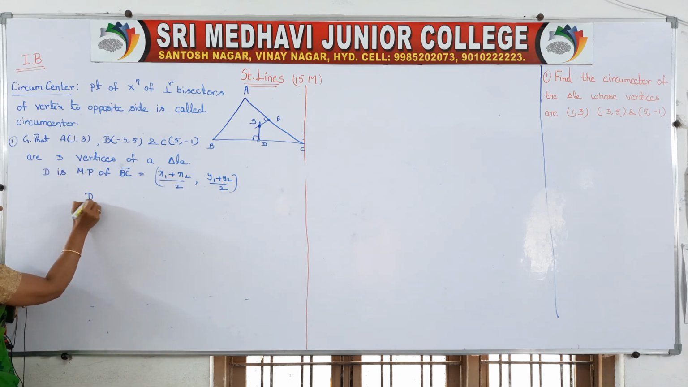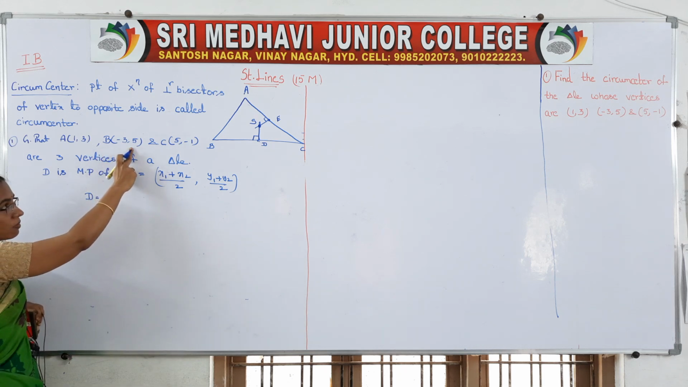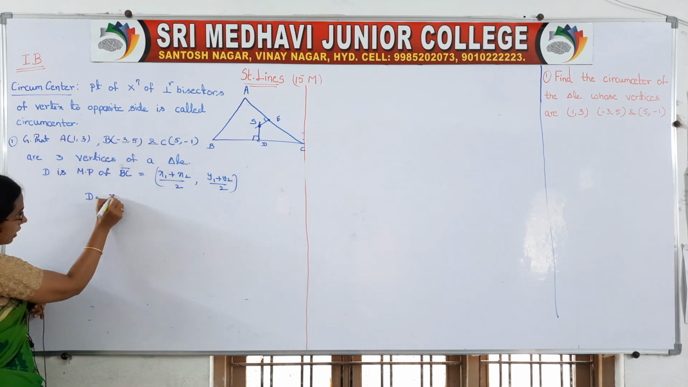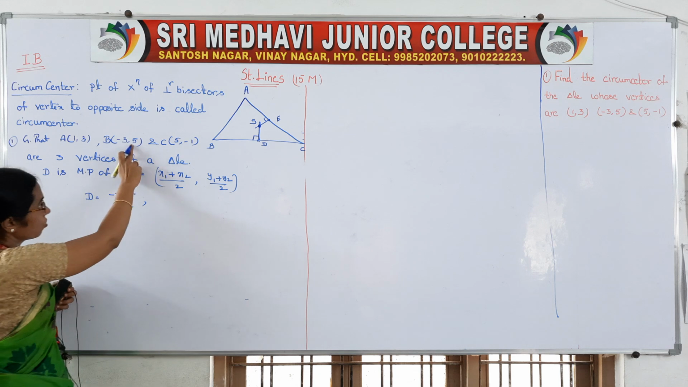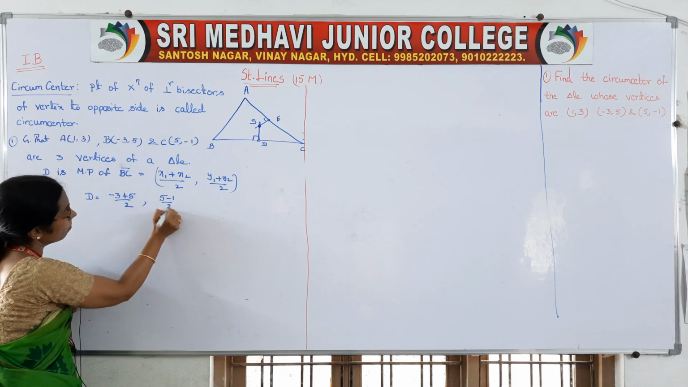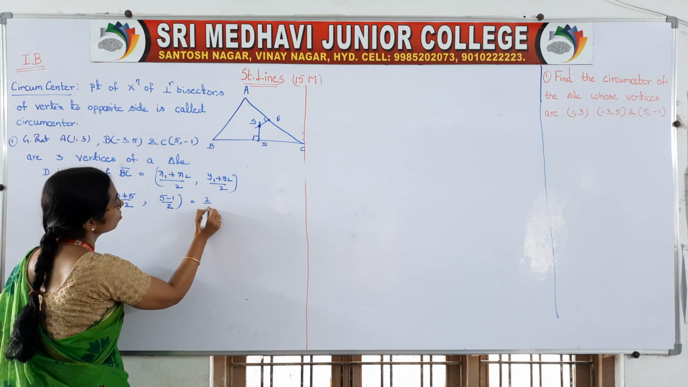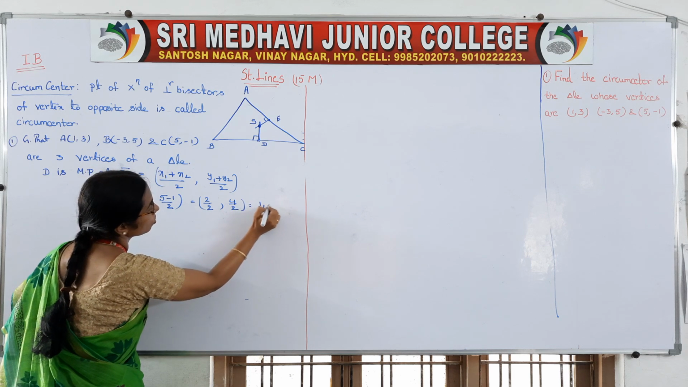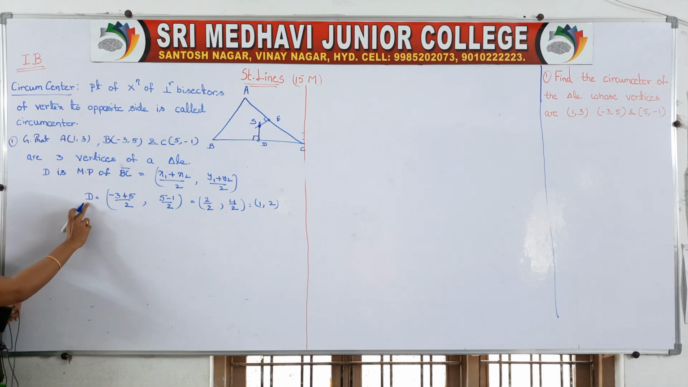So come on, find D. You consider B as (x1, y1) and C as (x2, y2). x1 plus x2 is minus 3 plus 5, by 2. Next, y1 plus y2 by 2 is 5 plus minus 1, by 2. So minus 3 plus 5 is 2, by 2. 5 minus 1 is 4, by 2. So it is (1, 2). You got your D point.